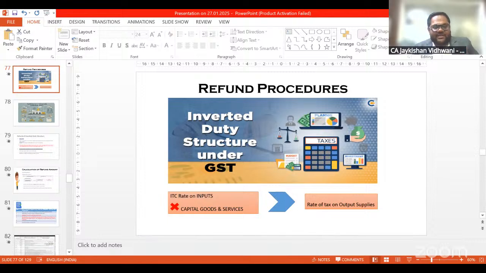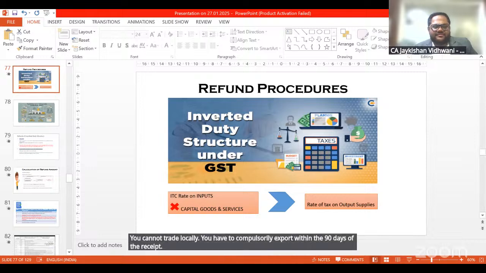You cannot trade locally. You have to compulsorily export within 90 days of the receipt. Okay. There is another question.